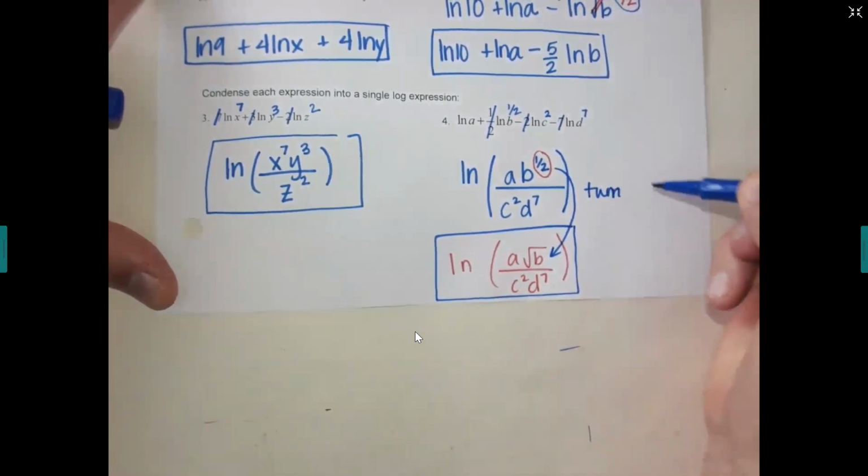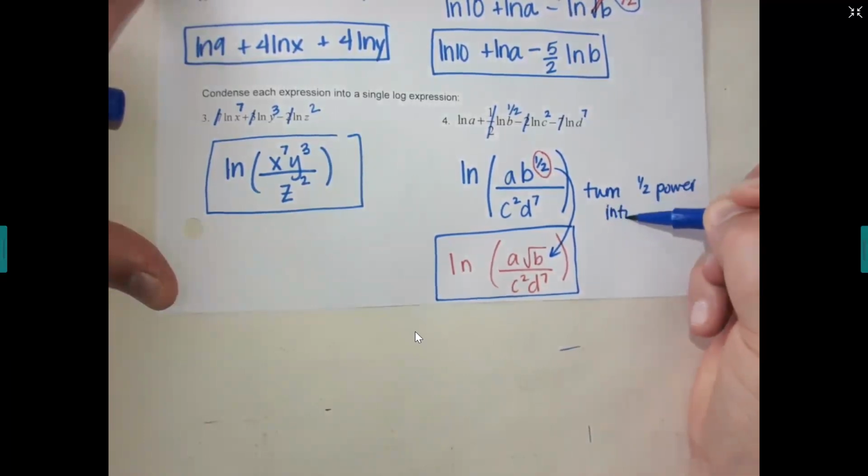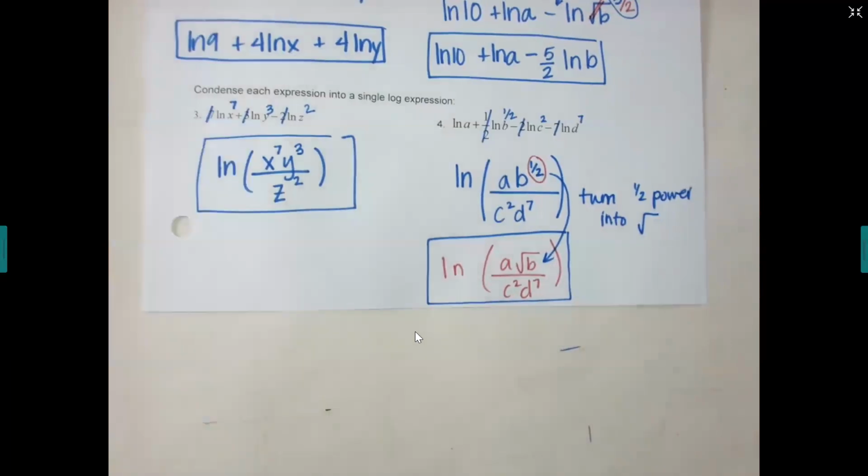So turn a half power into a square root. Okay, any questions on that front side? Hopefully not. Okay, all the same rules as logs. You're doing the exact same things that we've been doing all along, just for ln's. What does ln stand for? Natural log. Remember, the letters are backwards, just like black.